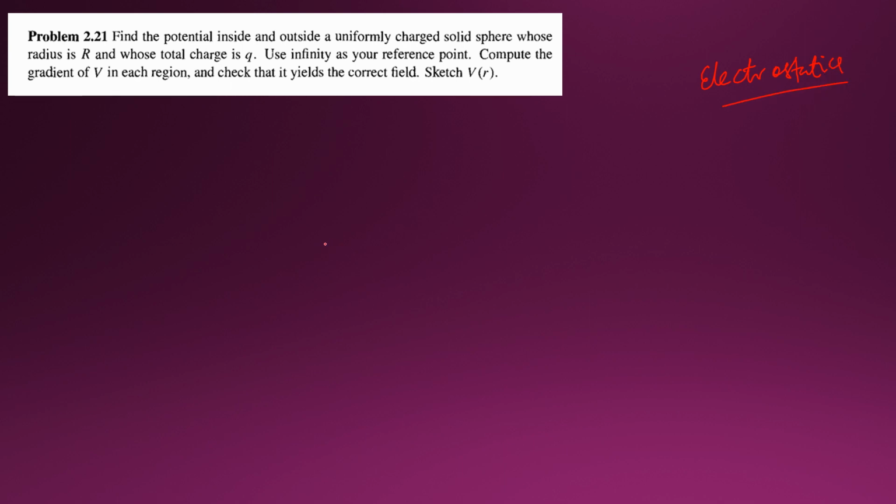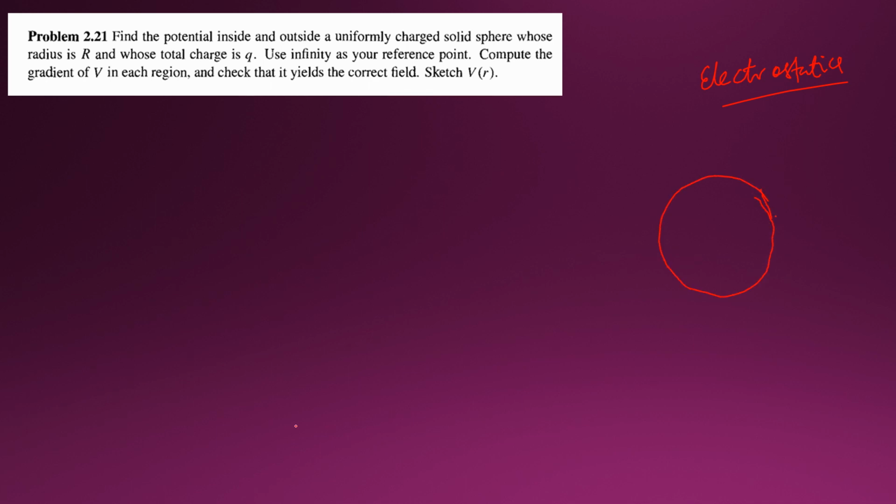All right. Find the potential inside and outside a uniformly charged solid sphere whose radius is R and the total charge is q. Use infinity as your reference point. Compute the gradient of V in each region, and check that it yields the correct field. Sketch V(r).